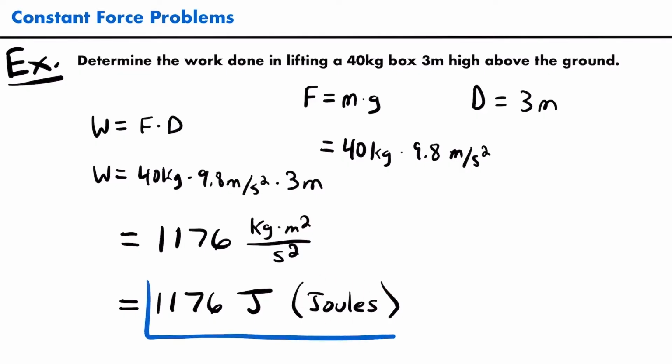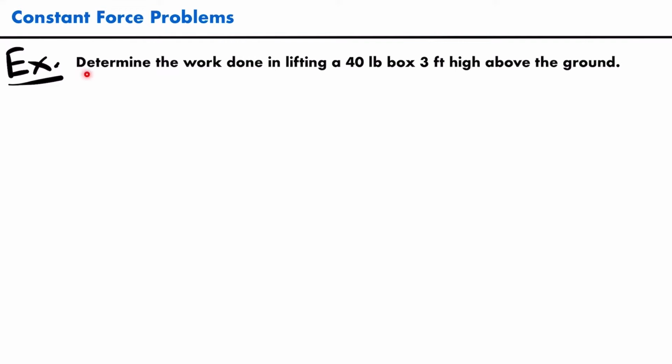Okay, and so this would be the work done in lifting a 40 kilogram box 3 meters high above the ground. It's 1,176 joules. And so let's look at one more constant force problem. All right, so here's our second example. We want to determine the work done in lifting a 40-pound box 3 feet high above the ground. So this is very similar to our previous example, except our units have changed. Instead of having a 40 kilogram box, we have a 40-pound box, and instead of lifting it 3 meters high, we are lifting it 3 feet high.